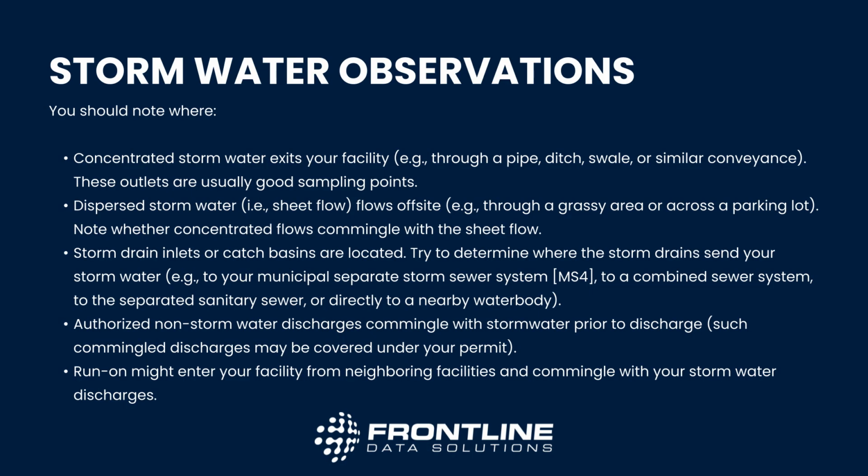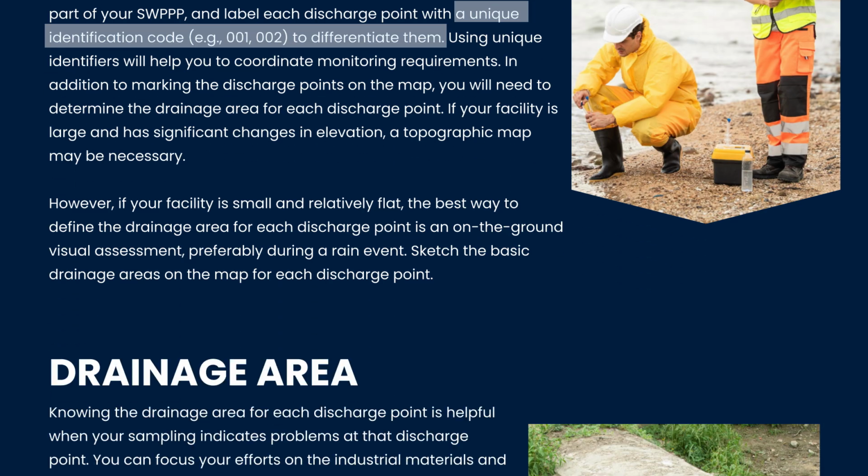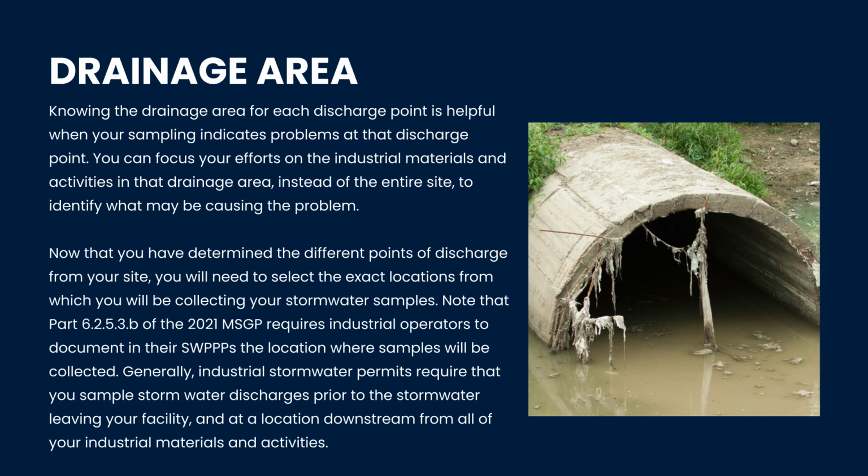While evaluating your site, you should document where concentrated flows exit, where water spreads across surfaces, and where storm drains are located. It's also important to understand where the water ultimately goes and whether outside sources contribute to your facility's runoff. All discharge locations should be mapped and labeled with unique identifiers. This helps track monitoring activities and define drainage areas. For smaller sites, visual observation during rainfall is often the most effective way to determine how water flows across the property. Understanding drainage areas allows you to focus on specific sections of your site when problems arise.